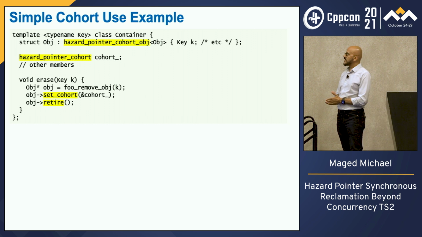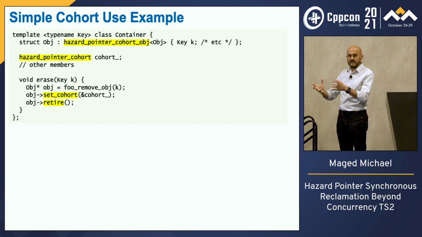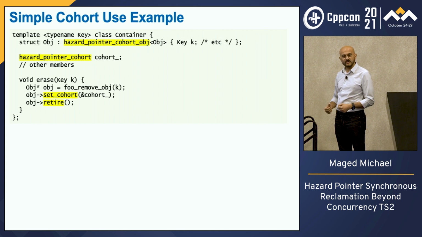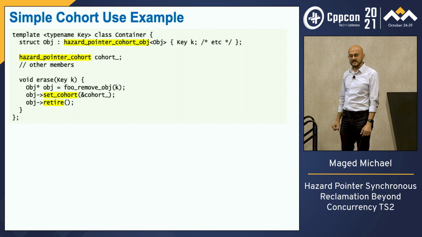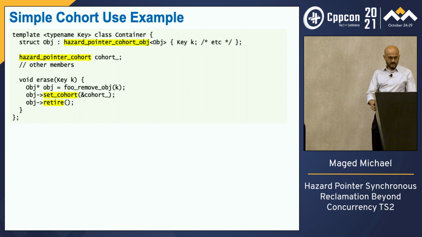So in this case, we actually make a cohort part of each instance of the container, and we associate any object that gets removed and retired from that container to that specific cohort. And automatically, when we destroy the container, we're going to destroy the associated cohort, and that will take care of the synchronous reclamation that we need. So this is not global cleanup, but it's actually doing what we want in this case. Okay.